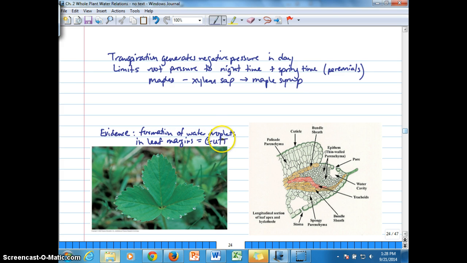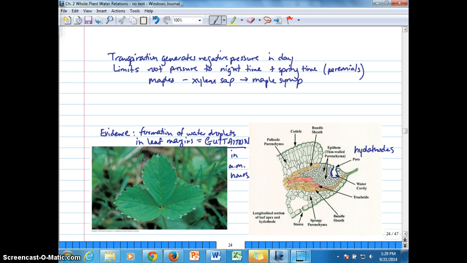Here it is, G-U-T-T, which is guttation. So if we see in the morning, in the AM hours, the presence of these leaf margin water droplets, then we get an idea that root pressure was occurring. These are little pores where the water droplets are seeping out of, which are called hydathodes. And again, certain plants have this. Not all plants have it, but it's evidence that root pressure was significant in these sort of lower stature plants.